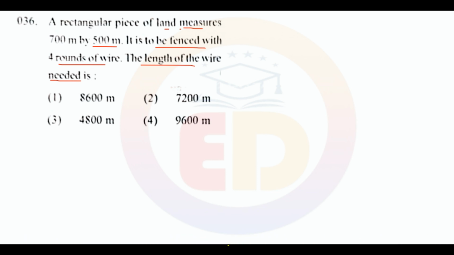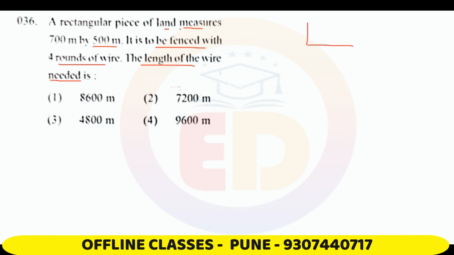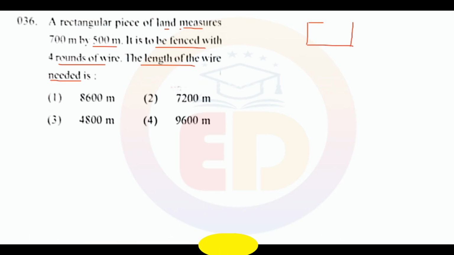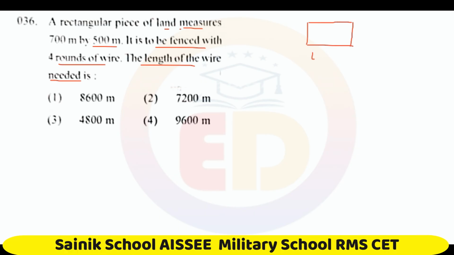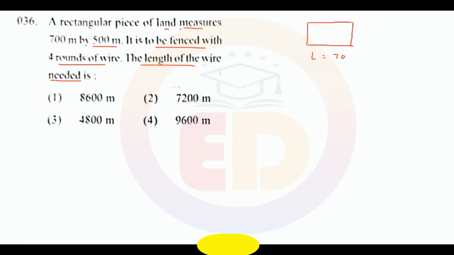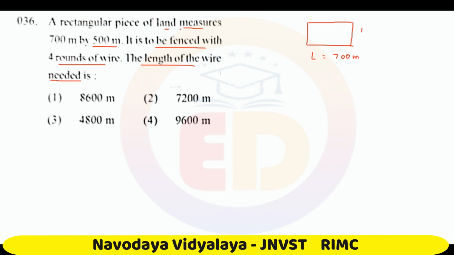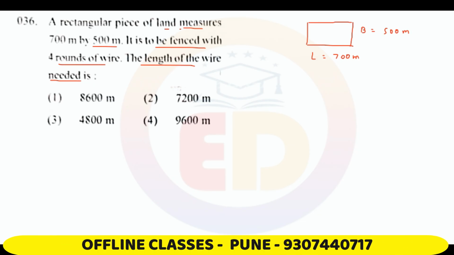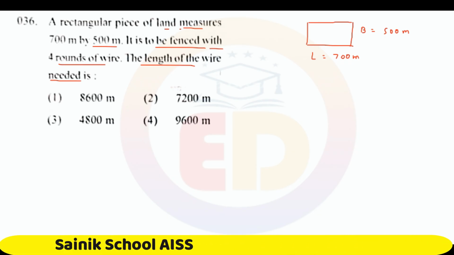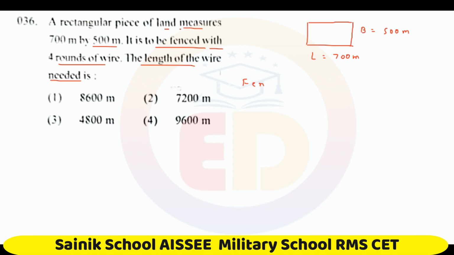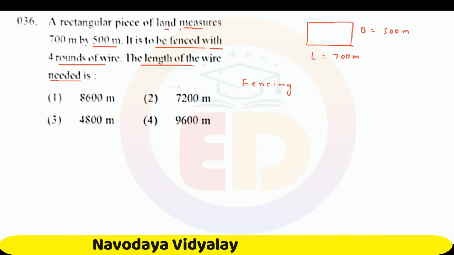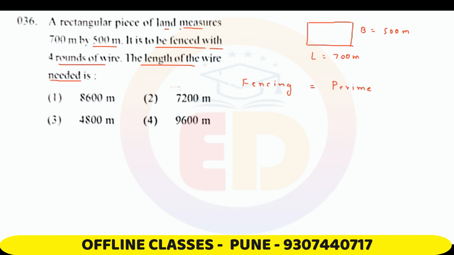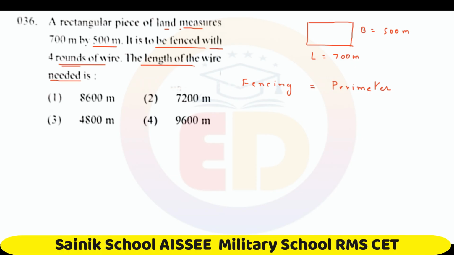The question says that we have a rectangular piece of land and the dimensions given here will represent its length and breadth. So let us assume the length is 700, as generally the length is slightly greater, and breadth is 500 meters. And they are asking that it has to be fenced. Remember, fencing actually implies the perimeter. So one round of fencing means you have to cover the perimeter once.